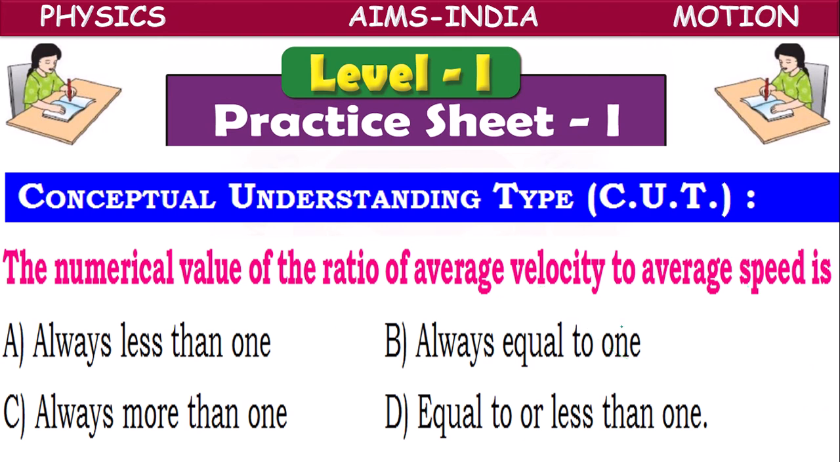So the ratio of average velocity and average speed is always less than or equal to 1.